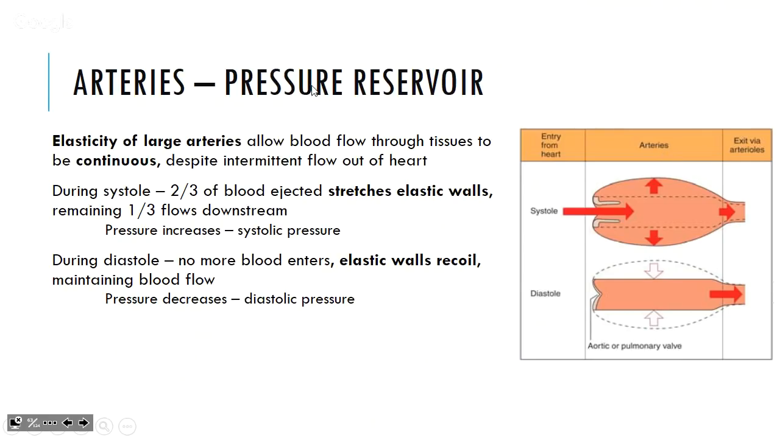So arteries, they're known as the pressure reservoir, mainly because of this picture here. Because arteries are quite elastic, during systole, when your ventricle pumps blood out into the rest of the body, 2/3 of the blood actually goes to stretch the artery here, and then 1/3 goes along through. And because of the 2/3 stretching the artery, during diastole, it will recoil, and then the rest of the blood will go through. So that's why you get constant blood flow, even though during diastole, you're not actually pumping any blood out from the heart.